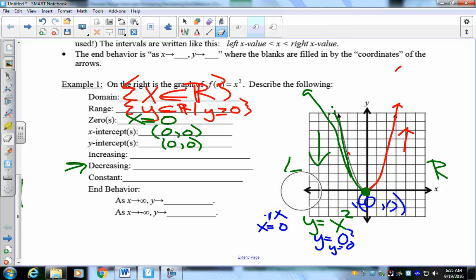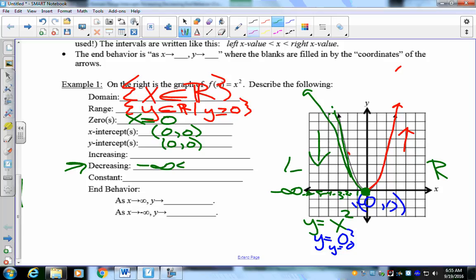How can we identify what's happening? This is your negative infinity, because notice -1, -2, -3, -4, etc. As my axis is extending to the left, my x values are getting smaller. So it's decreasing from negative infinity to 0, and we just write that as an inequality. Okay, it's decreasing from negative infinity to 0.